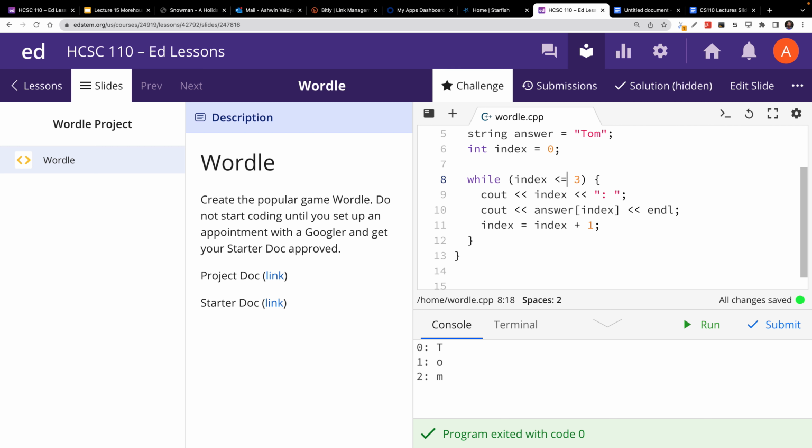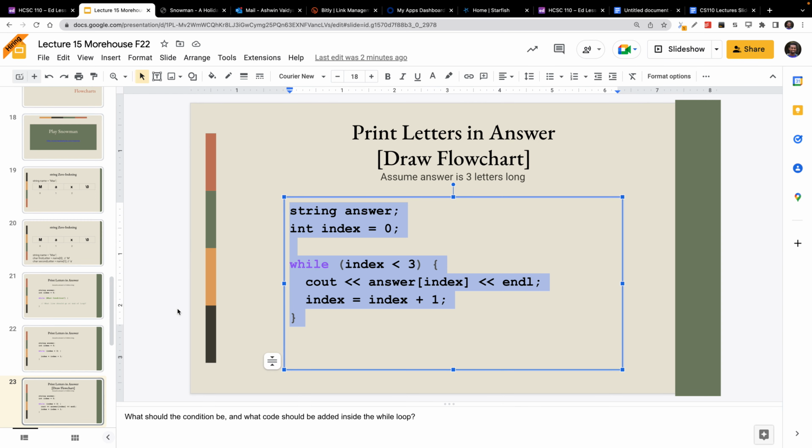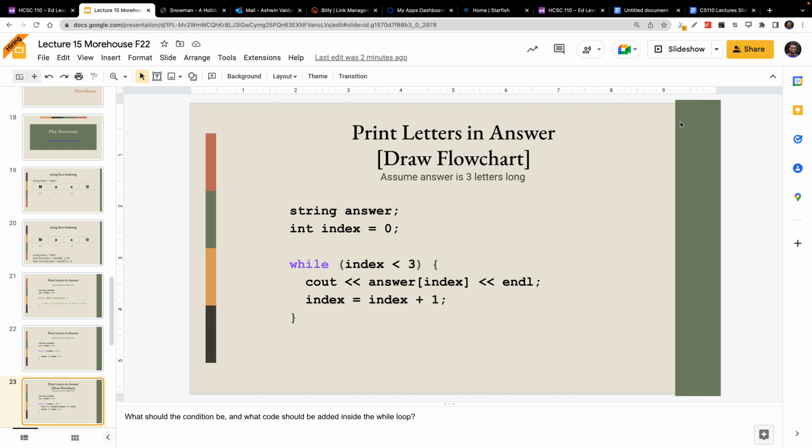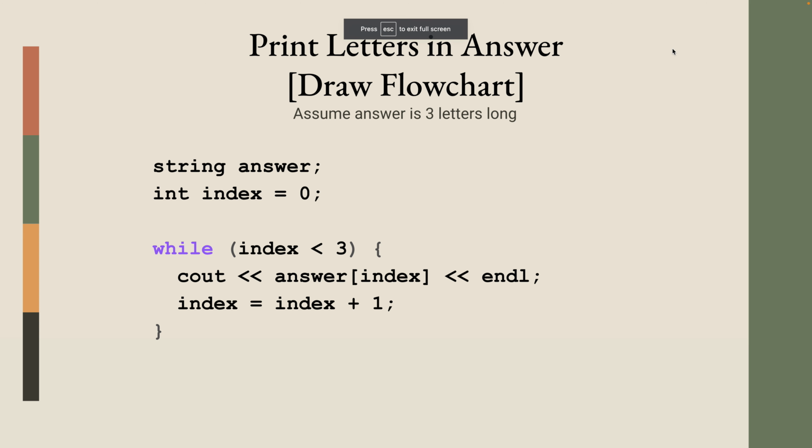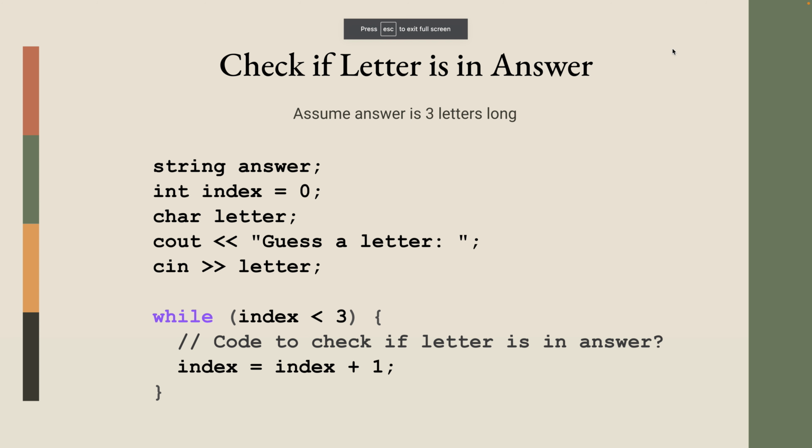What happens if we did less than or equal to 3? There's no third letter here, or no letter in the third position, because that would technically be the 4th letter. Yeah? Okay, so that's how we printed.